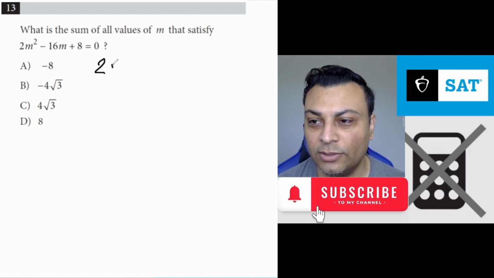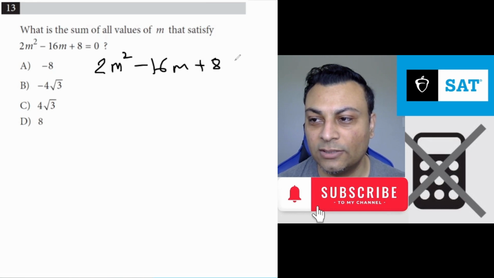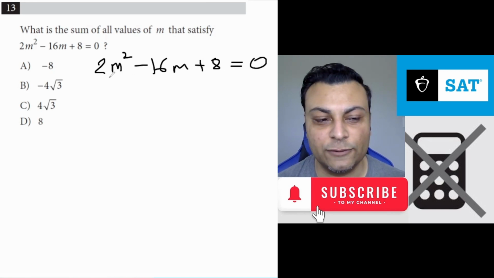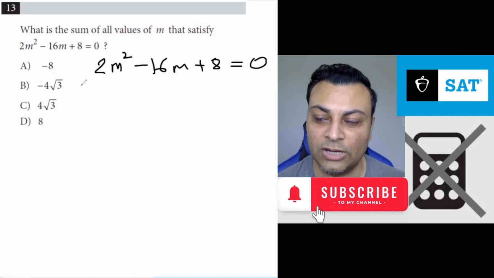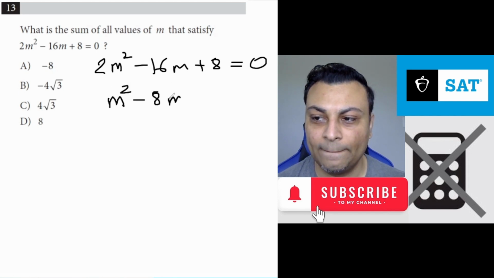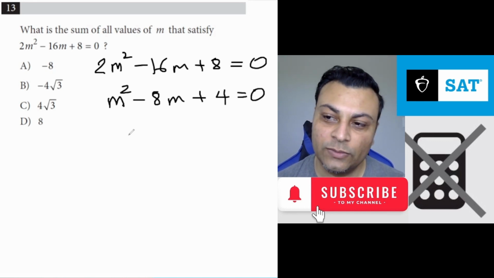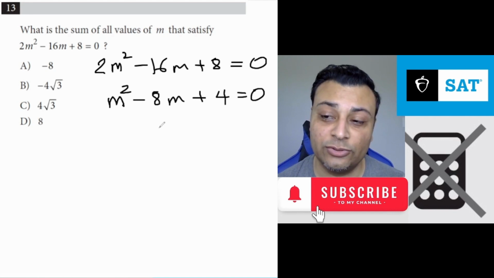So 2m squared minus 16m plus 8 equals 0. First thing we note is that these are all even numbers. So how about we divide everything by 2? So m squared minus 8m plus 4 equals 0. Now from here, we can't factor this, so we're going to use the quadratic formula.